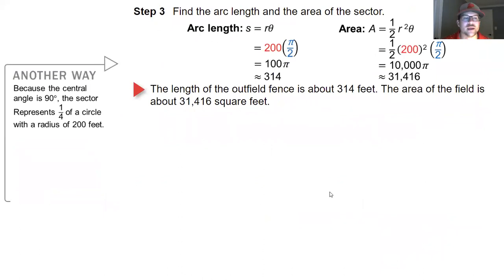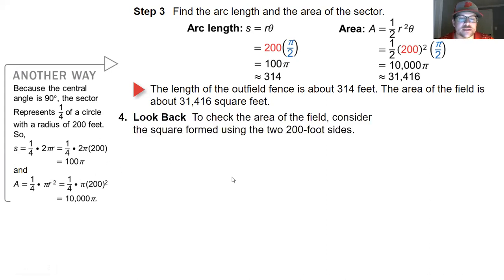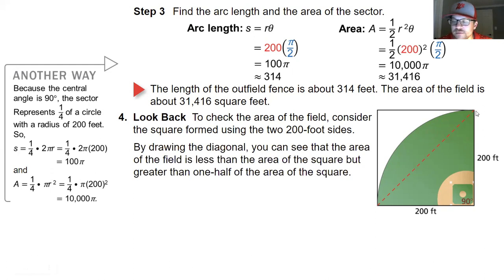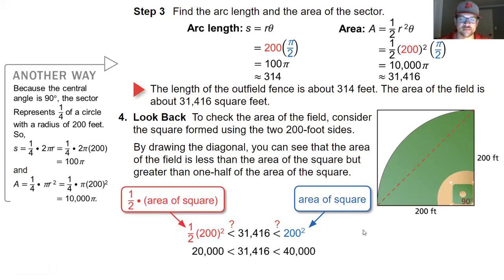So that central angle of 90 degrees, think of it as representing a fourth of a circle with a radius of 200 feet. You could think of multiplying whatever your circumference is, if you're familiar with the circumference formula, times 1/4, and you would get the exact same thing of 100 pi, and then 10,000 pi for the same thing. So to check back, if you want to think of two fields of 200-foot sides, you could also think of the exact straight distance as the hypotenuse of a right triangle, or the diagonal of a square. The area of that square would be more than that. So, yep, all of that checks out.